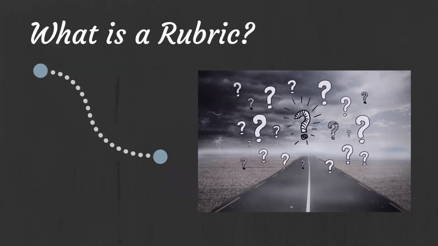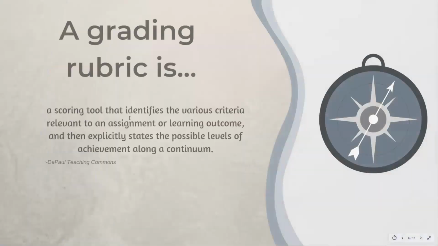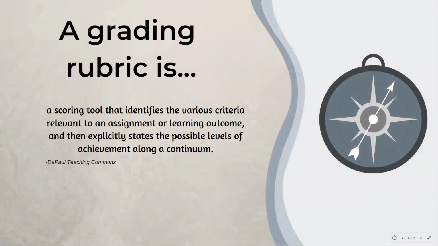So Tammy says that it's a recipe to help students meet the objectives for the assignment. And then Diane says that it's a standardized way of objectively grading assignments. Yes, absolutely. Those are very good responses to the question. So I'm going to actually go to my next slide. So a grading rubric is a scoring tool that identifies the various criteria relevant to an assignment or learning outcome and then explicitly states the possible levels of achievement along a continuum. So this is the best and simplest definition I could find from the DePaul Teaching Commons website. So it pretty much aligns with our responses in the chat box.